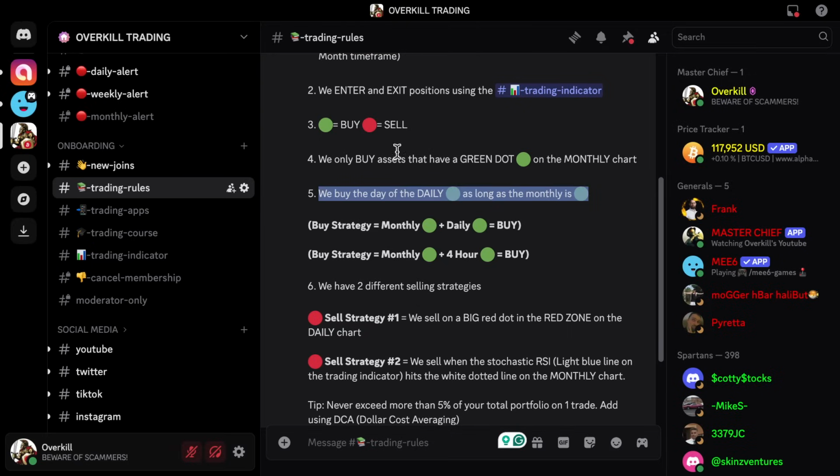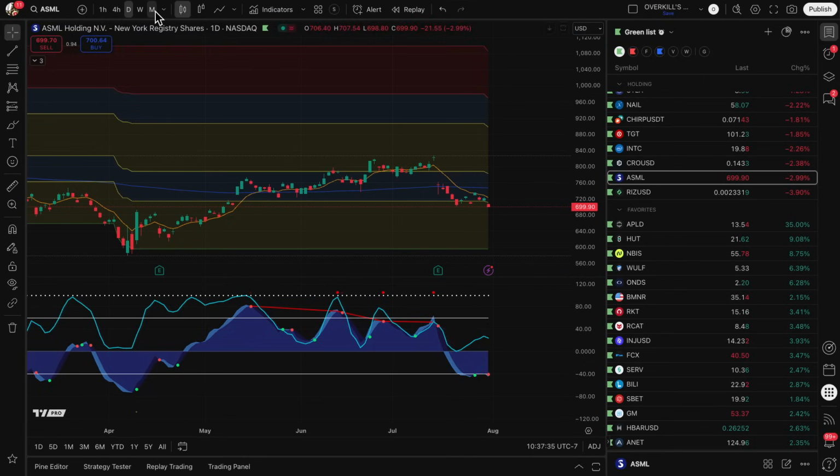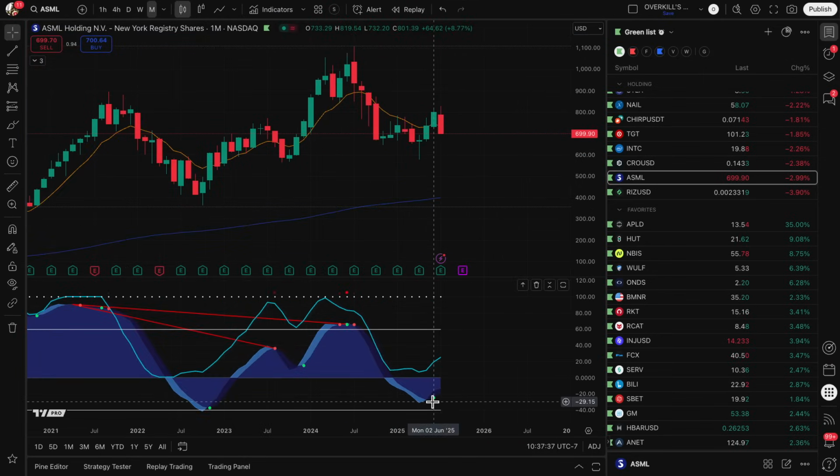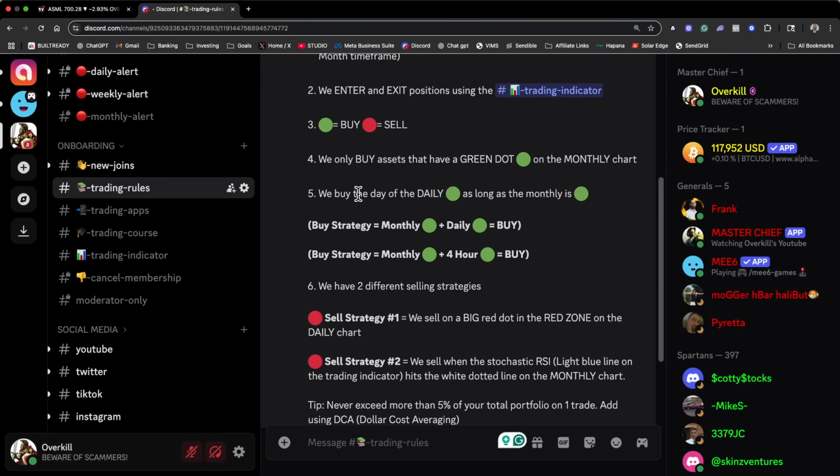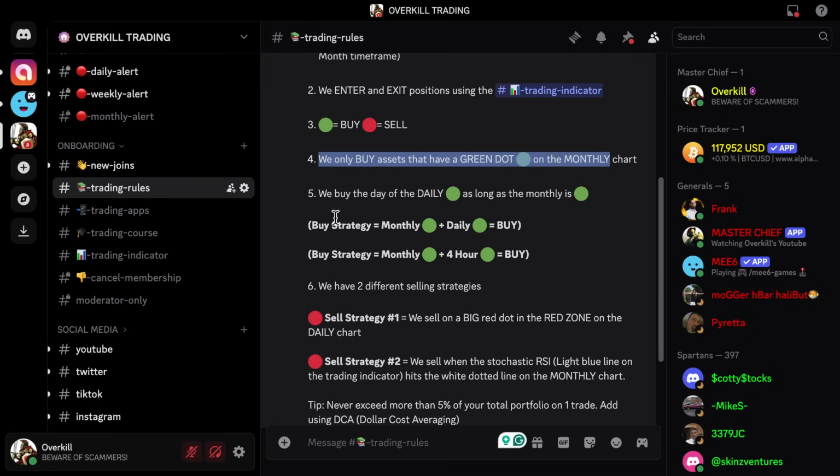Again, it's all laid out here in the trading rules. We only want to buy assets that have a green dot on a monthly chart. We want to have that conviction that we are going to go up over the next 1 to 6 months. How do we know that we're going up over the next 1 to 6 months? The dot is green. That tells us the direction is up. As long as the dot is green, we're going up. As long as it's red, we are going down. So as long as the dot is green on the monthly, we are then looking to buy that daily green dot. Okay, so monthly first, then daily.